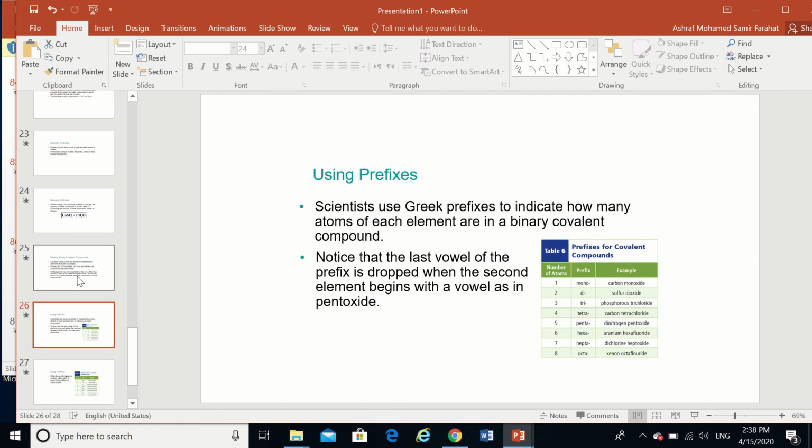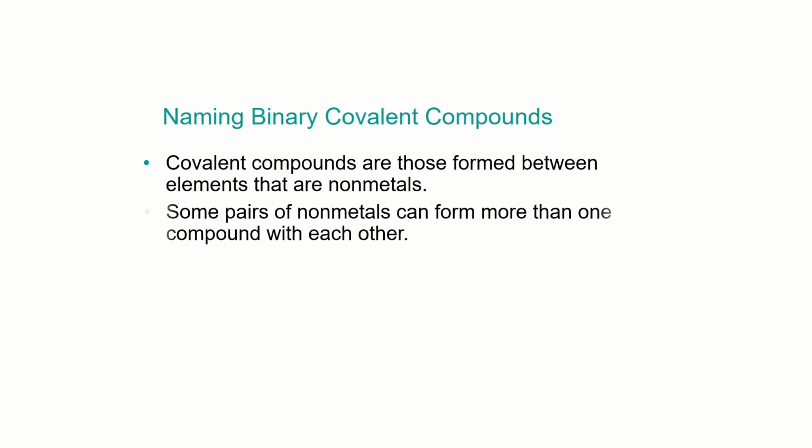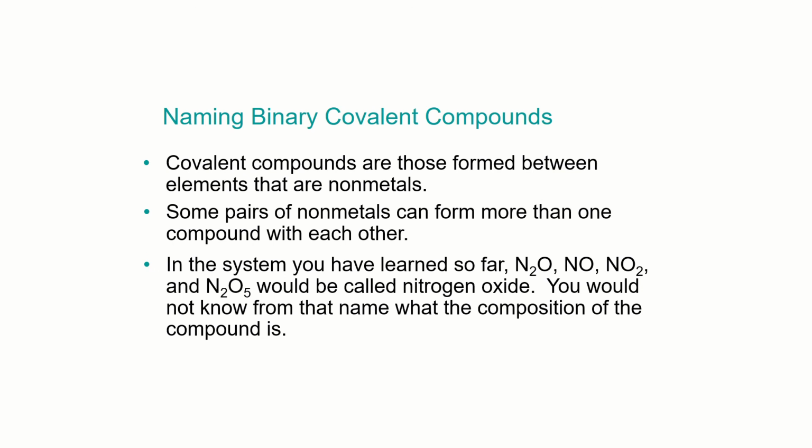And now finally, I want you to learn how to name the binary covalent compound. Now we have learned how to name binary ionic compounds, but I also want you to know how to name binary covalent compounds. So binary again means 2, and covalent means they have a covalent bond, right? So the bond between them is a covalent bond.